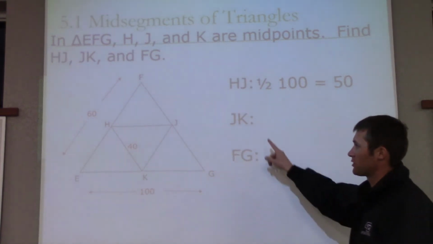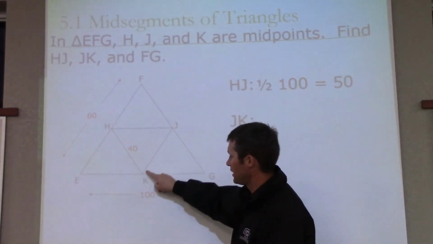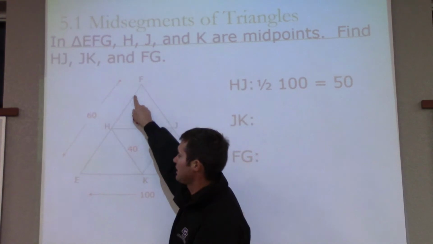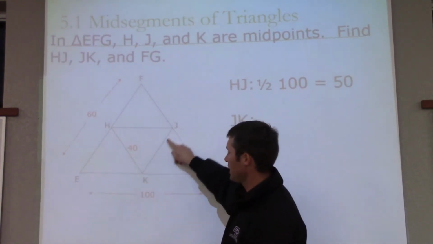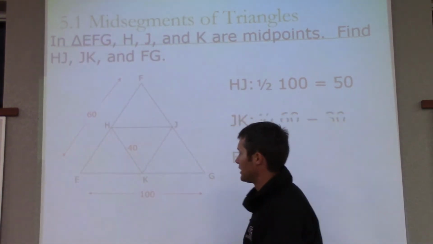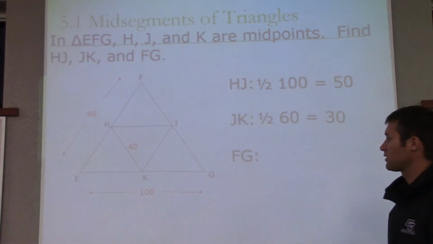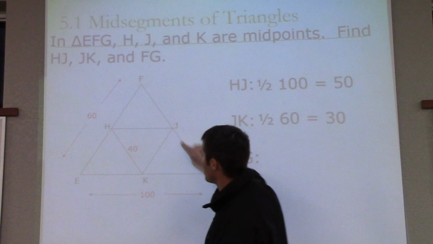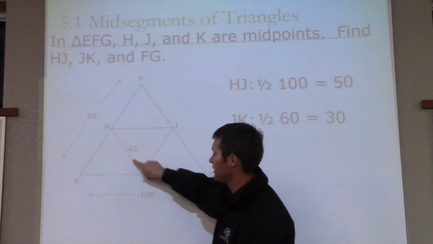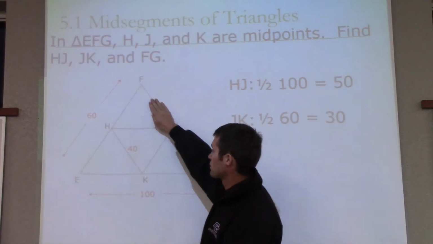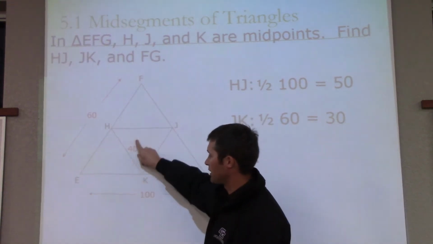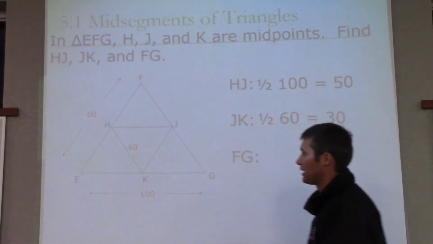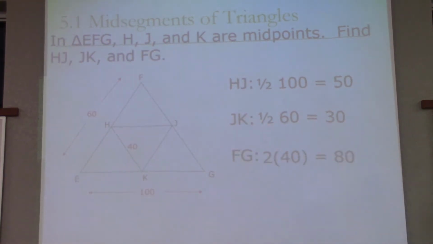Then you come down here, JK. JK is right here. It's parallel to this side here, FE. So it's going to be half of this length right here. So half of 60 is 30. Then we have FG. FG is right here, which is parallel to this side right here. So this is going to be 2 times the length of this. So we multiply that by 2. So that's what we're looking at with mid-segments.